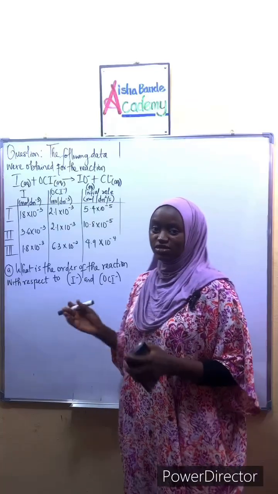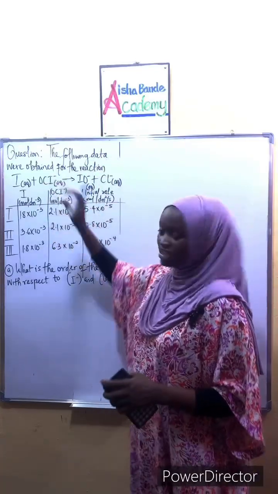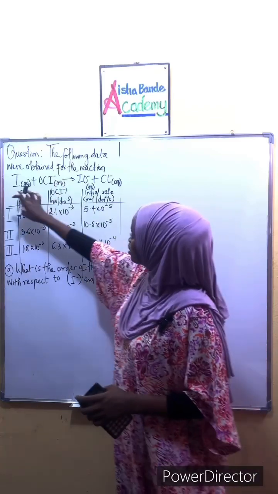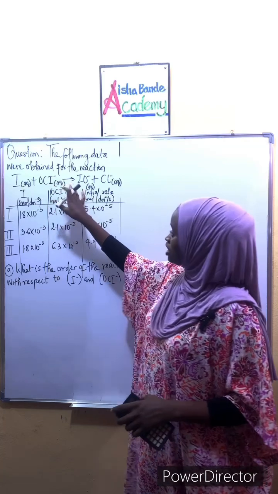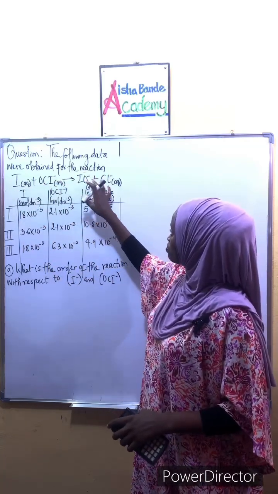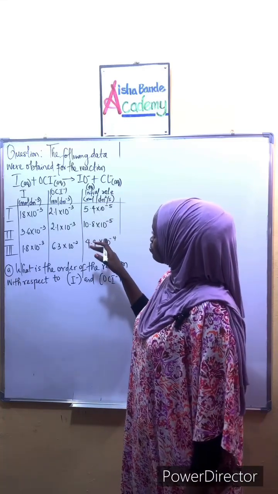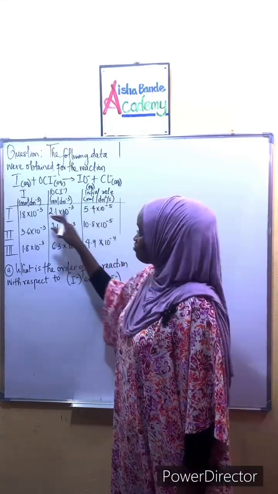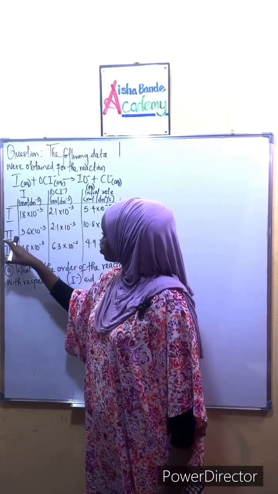So let's look at the mathematical question we have, which says the following data we obtained for the reaction. This is the reaction I⁻ plus OCl⁻, which are the reactants. On the product side we have IO⁻ plus Cl⁻. Okay, so we are given the data. I've been provided with the data for three experiments, that is experiment 1, 2, and 3.